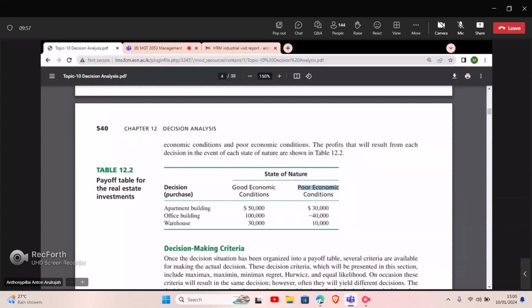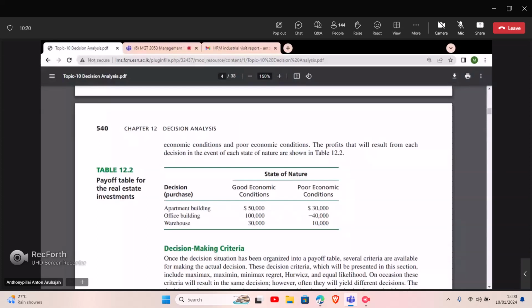And for decisions, there are three. Whether I am going to purchase an apartment building, an office building, or a warehouse. So what is the probability? We don't know. But we can judge how much we can gain or lose.